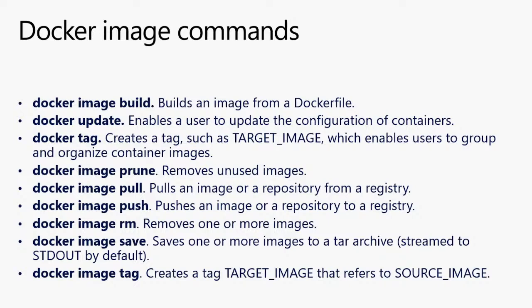And to pull an image or a repository from a registry, we use docker image pull. And we will use push image today. We use for that docker image push. We will push this image or a repository to a registry. If you want to remove one or more images, we can use docker image rm. And docker image save is used to save one or more images to a tar archive. And we finish with tag, which is used to create our tag.